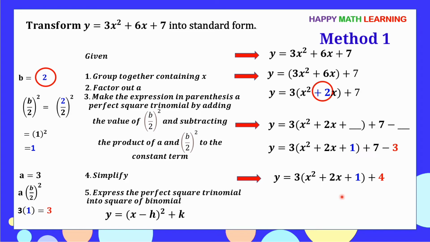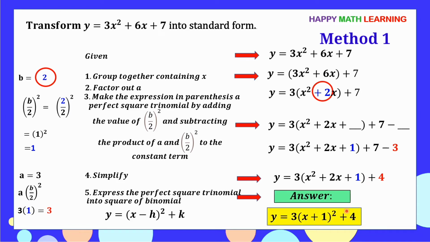Next, step 5. Express the perfect square trinomial into square of binomial. Bring down y equals 3, open parenthesis. Square root of x squared equals x. Copy the sign of the middle term, positive. Square root of 1 equals 1 and bring down positive 4. Therefore, the standard form is y equals 3 times the quantity of x plus 1 squared plus 4.